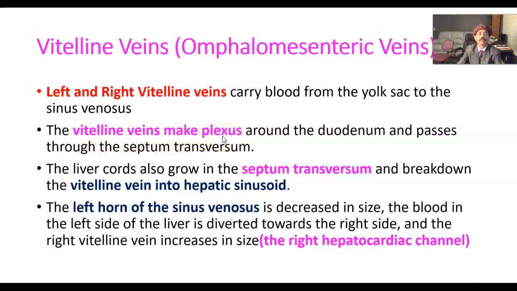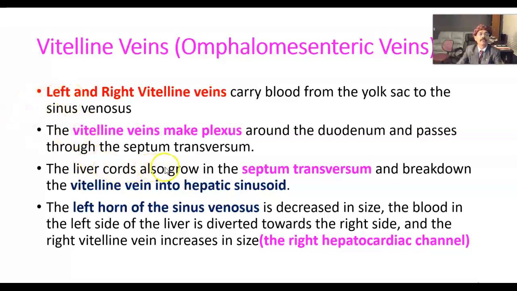We have three major plexuses: the superior, middle, and inferior plexus, the connections between the left and right vitelline veins. One is dorsal, the upper and lower ones are ventral. These are anastomoses between the left and right vitelline veins around the duodenum.